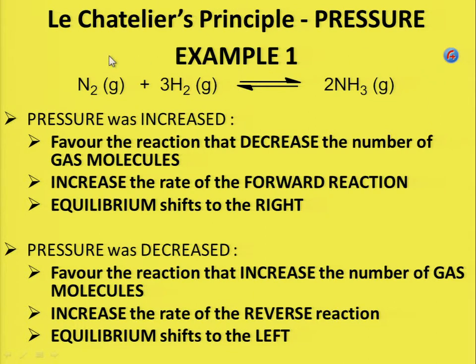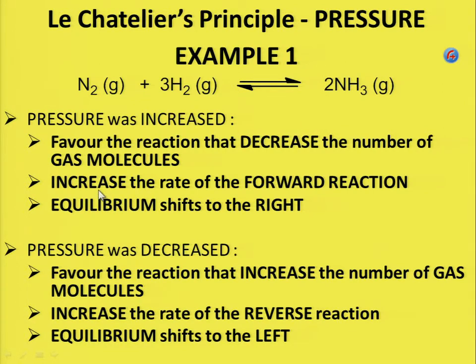Example 1. For this reaction, the pressure was increased. Now, how will the equilibrium disturbance react? It would favor the reaction that decreases the number of gas molecules. Now, let's count the number of gas molecules. For the reactants, there are 3 hydrogen molecules and 1 nitrogen molecule. That gives you 4. For the products, there are 2 product molecules.